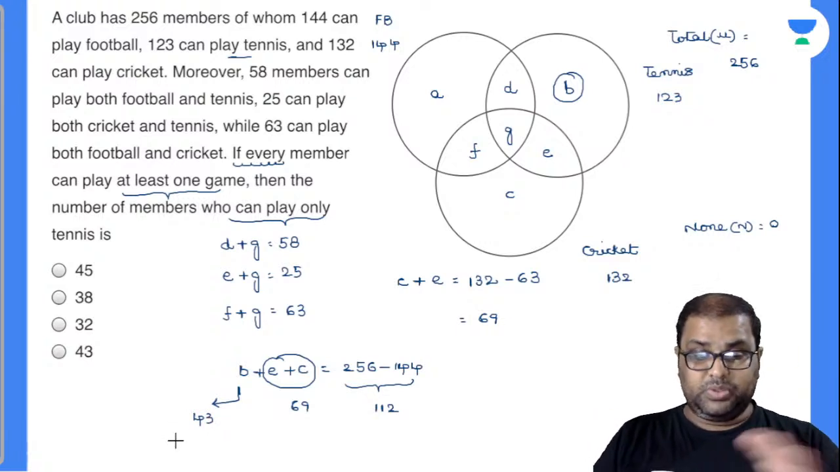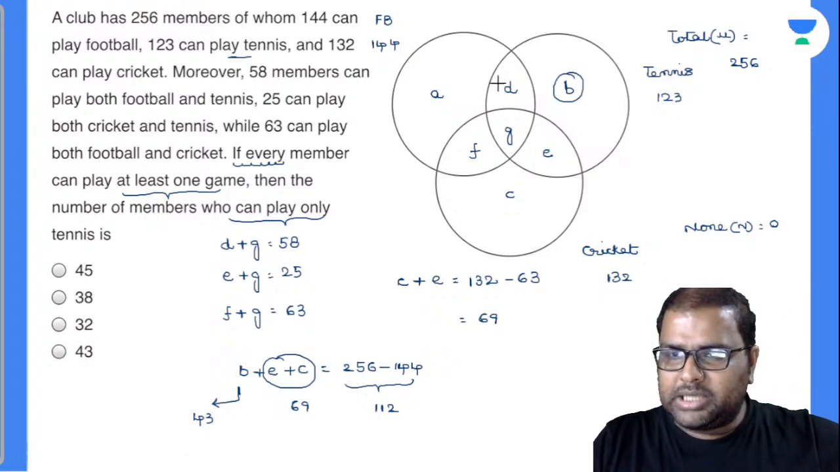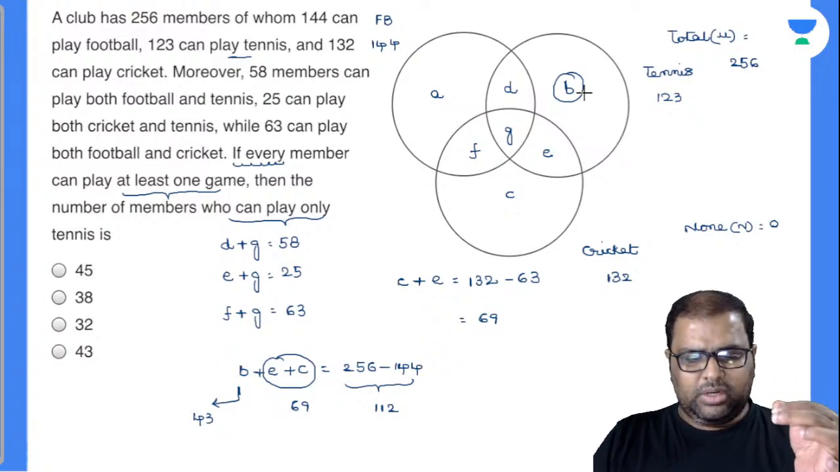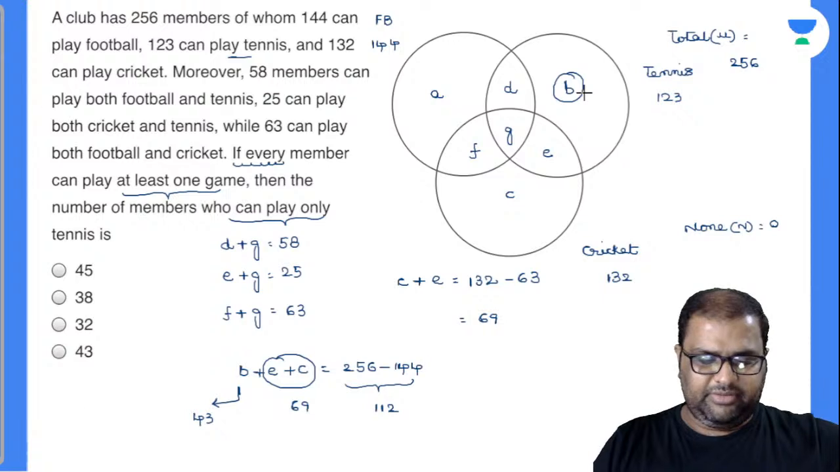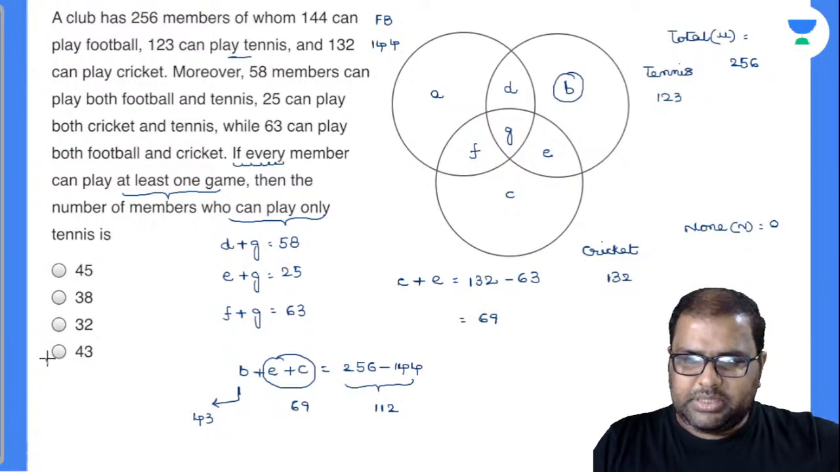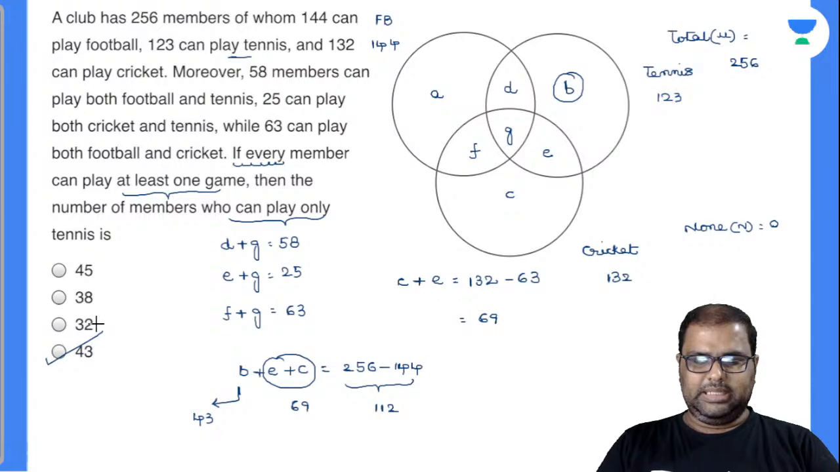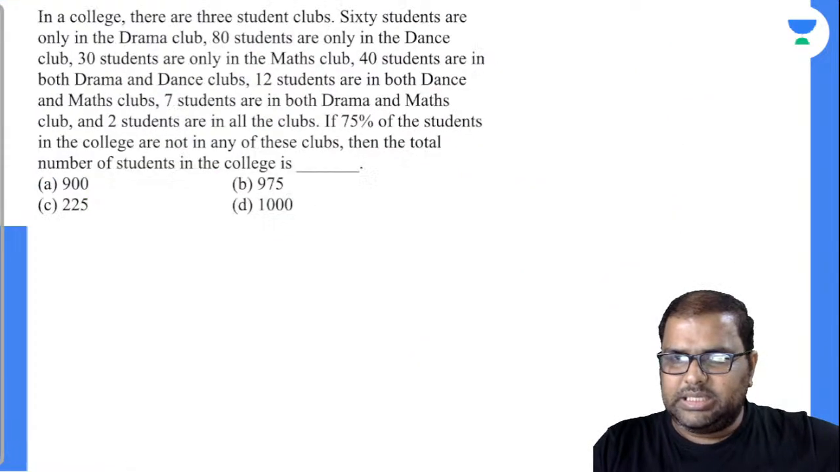That takes so much time. In the previous class, you understood how to transform this data into a Venn diagram. In this class, try to focus on solving the questions in the easiest manner so that you can solve the question very quickly. So your option is 43. I hope I am clear regarding this. Done. Let's solve the next question which was asked in the examination.